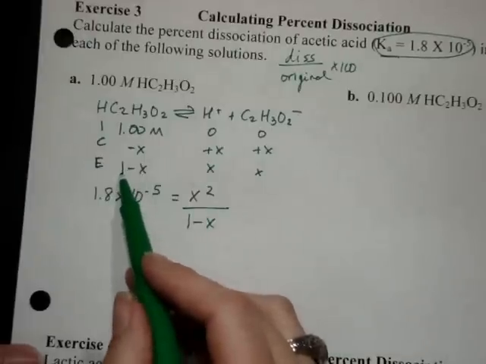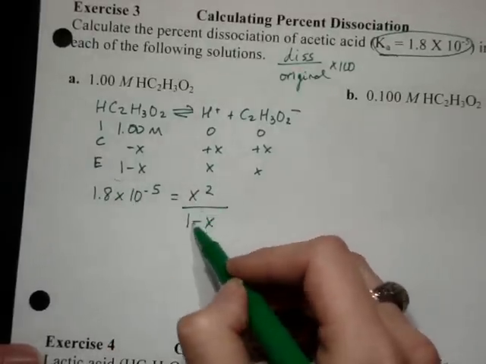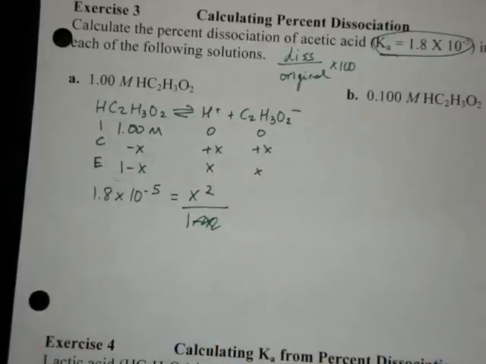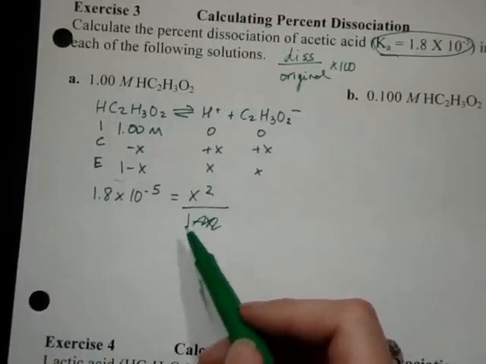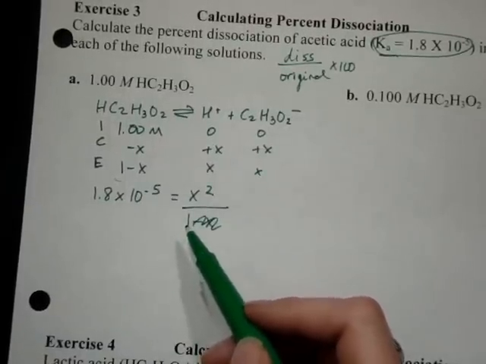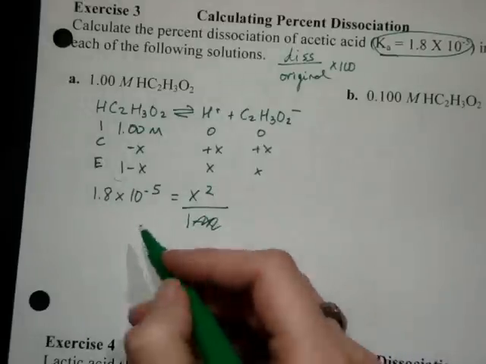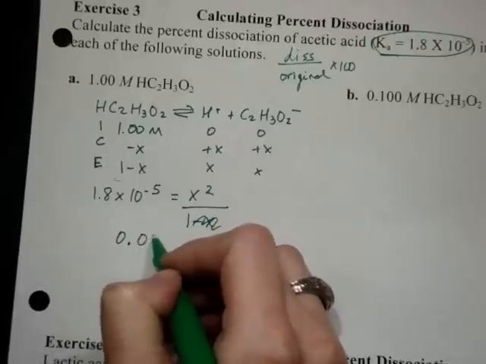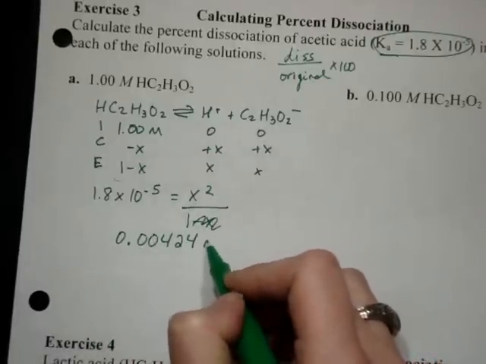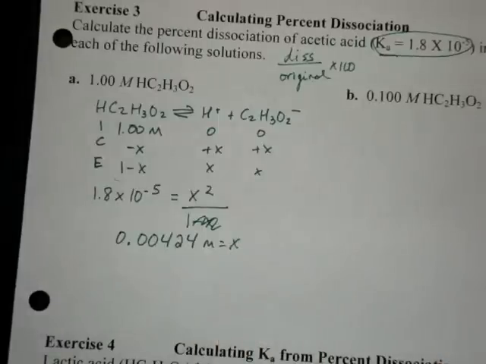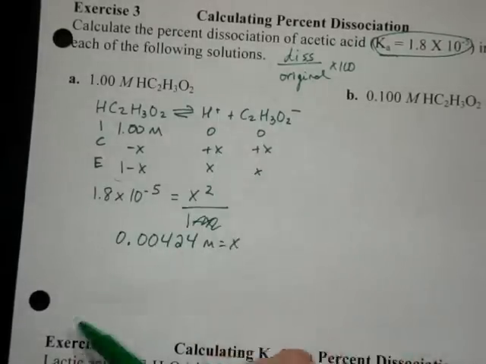Relatively small concentration initially, pretty small Ka. Let's try taking it out. So if I cross multiply, that's just 1.8 times 10 to the negative 5. So I just need to take the square root of that. And I get that x is 0.00424. Okay. So again, if I wanted to find pH, I just take the negative log of that.